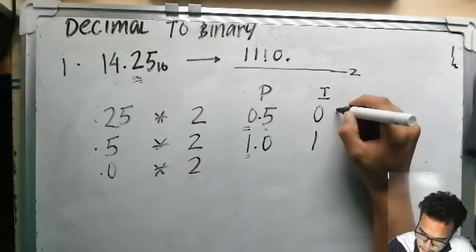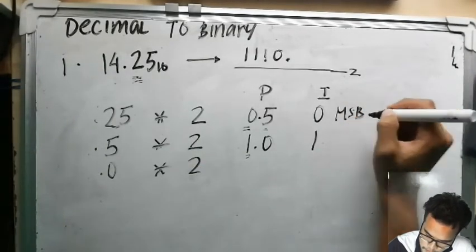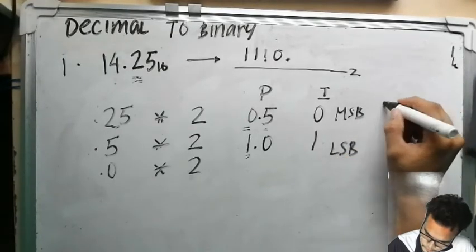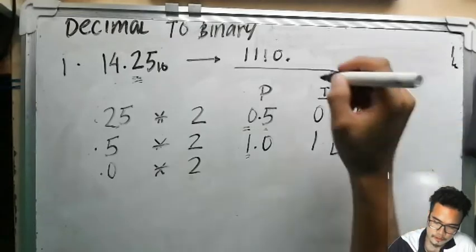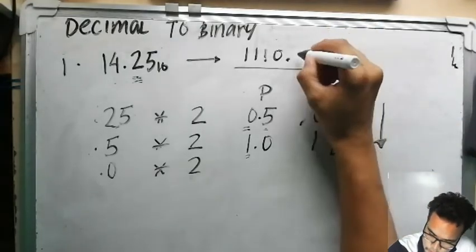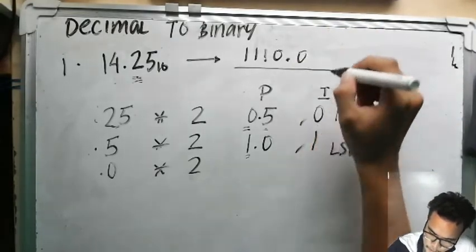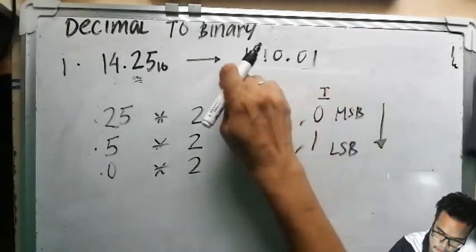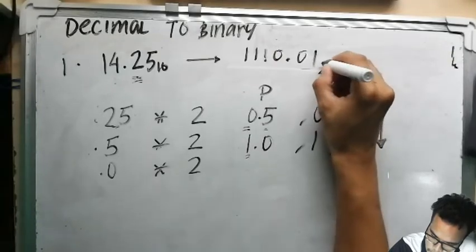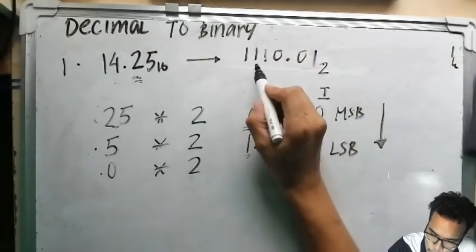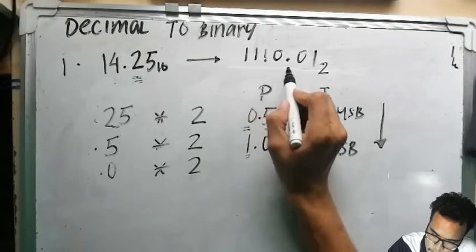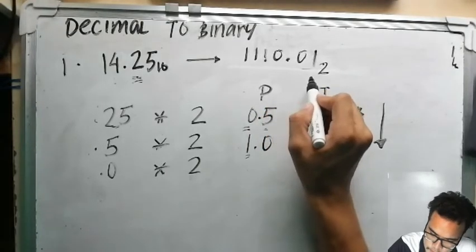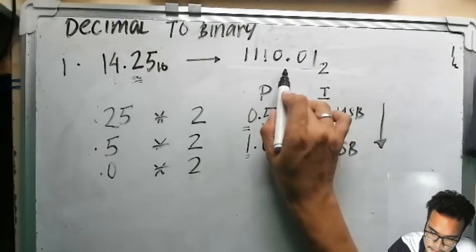Then this is the MSB, and this is the LSB. Then write your answer: 0, 1. So the answer is 1, 1, 1, 0, radix point, 0, 1. The radix point is also called the binary point.